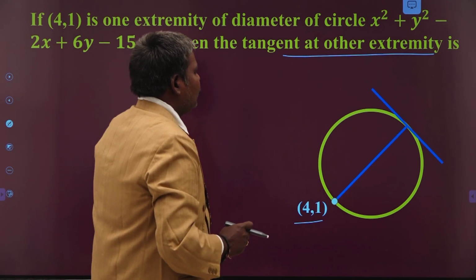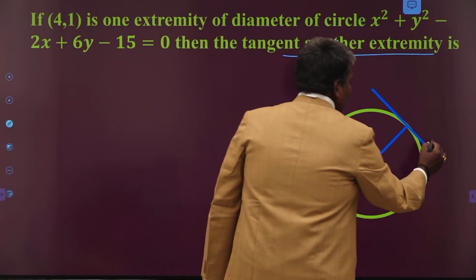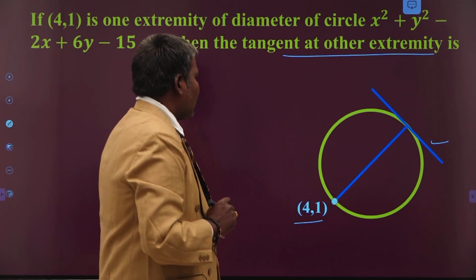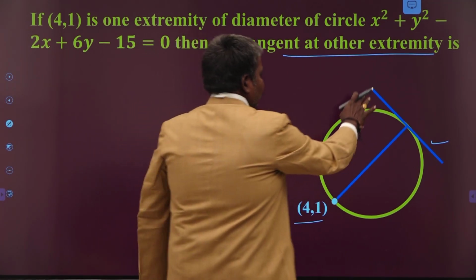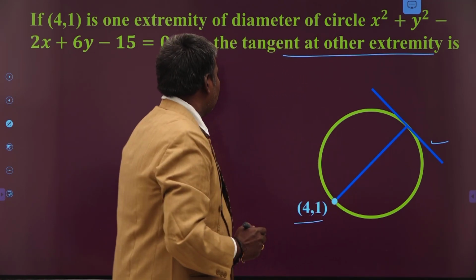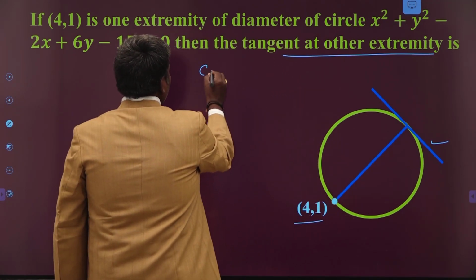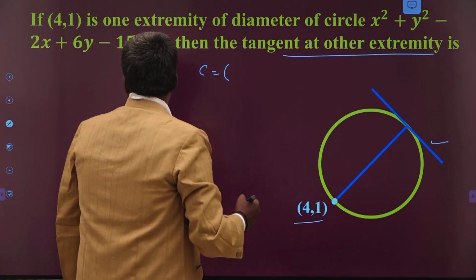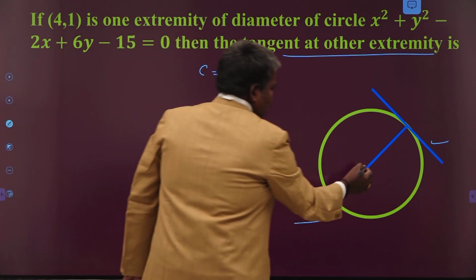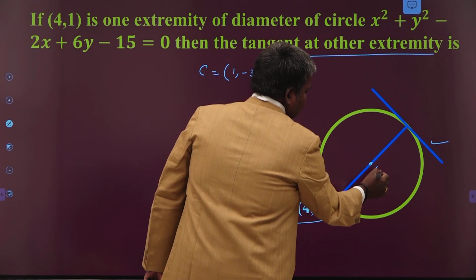Okay, at that point we have to find out the equation of tangent to the circle. This is the diagram. Understand? We have to find out the equation of tangent at the other extremity of the diameter which is passing through (4, 1). What is the center of the circle now? Center of the circle is (1, -3). This is the center (1, -3).